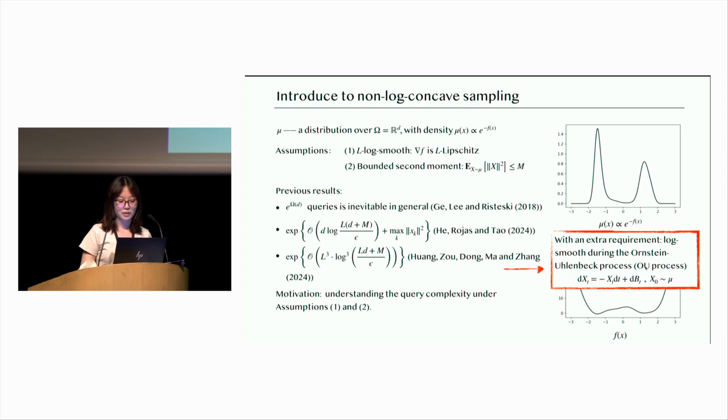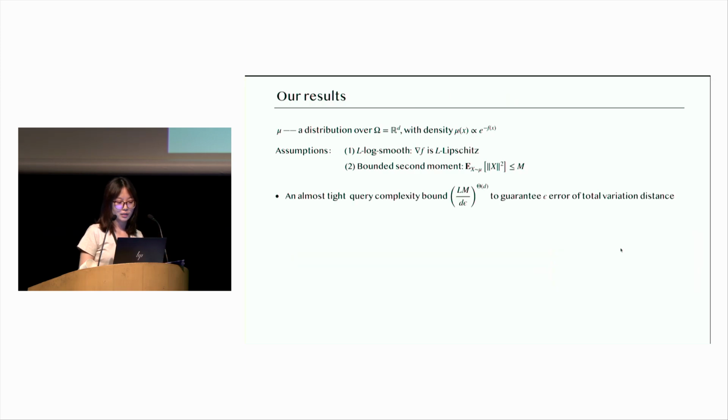So the motivation of this work is to understand the query complexity under the two basic assumptions, and we also want to compare the standard smoothness condition and this strengthened smoothness condition during the OU process. In this work, the main contribution is to prove an almost tight query complexity bound for this problem, both an upper and lower bound. It's exponential in D, of course, and if we fix D, it's polynomial in L, M, and epsilon. And now if we only focus on the dependence on epsilon, there are some interesting corollaries.